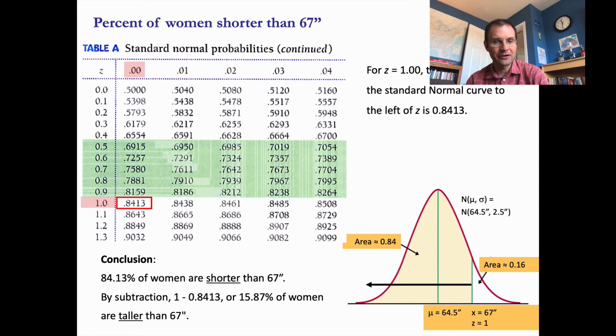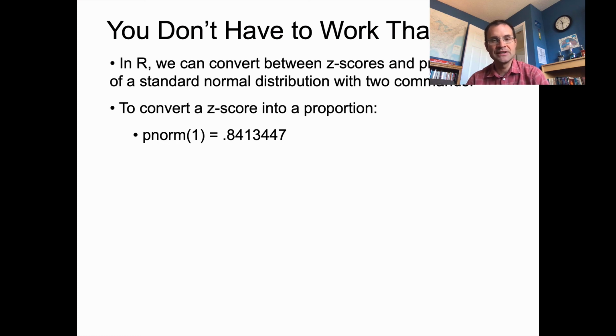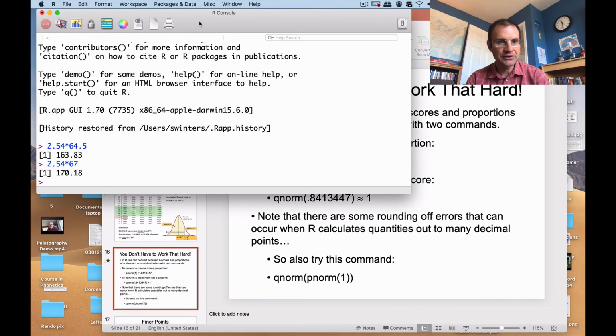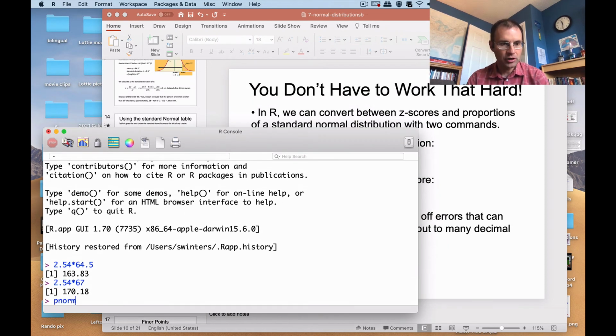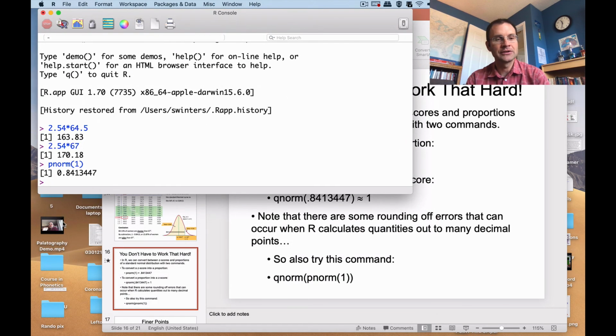I'm not going to say anything further about that, but I do want to tell you how to do this in the modern world. In R, you can convert between z-scores and proportions of a standard normal distribution with two commands. The first one will convert a z-score into a proportion, and it's called pnorm. I'm going to jump out of this slide for a second to show you this in operation in R. pnorm(1) gives you 0.8413, and so on, of the distribution. That's the percentage of the distribution that's to the left of the z-score of 1.